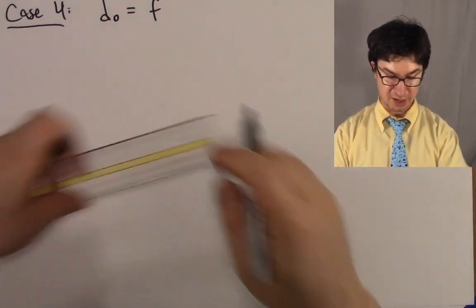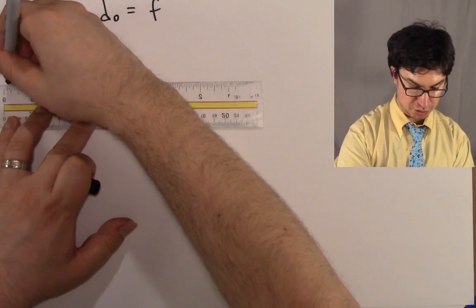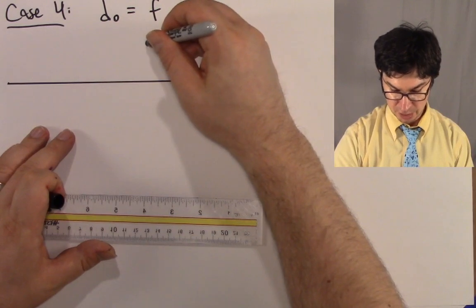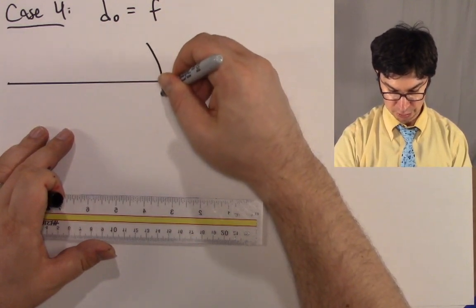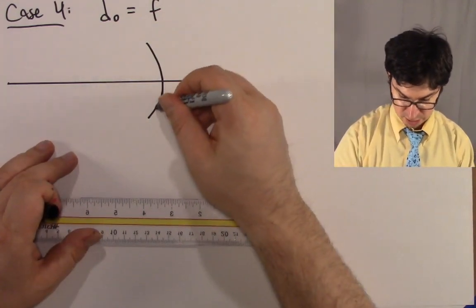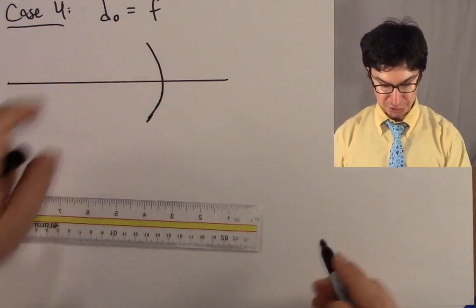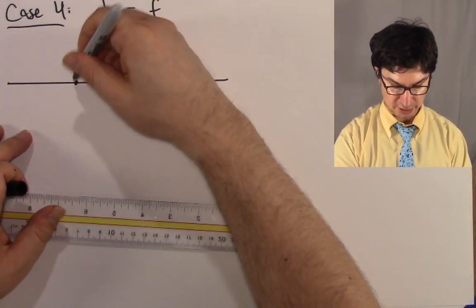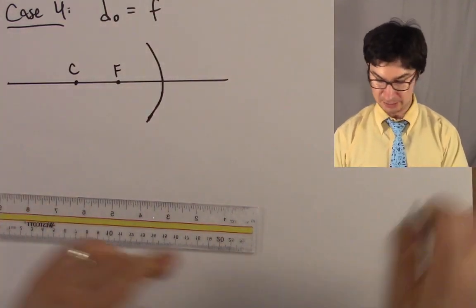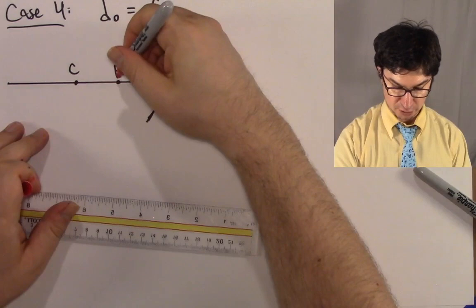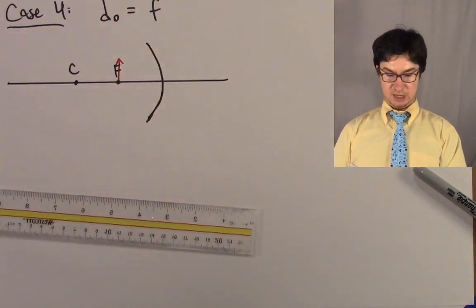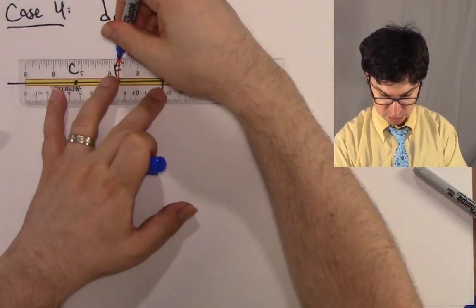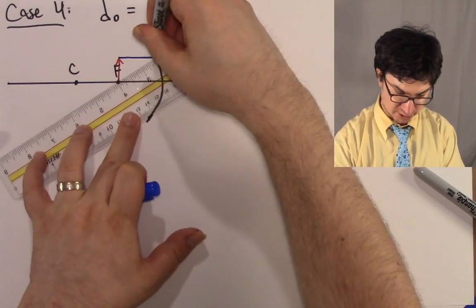So let's use our straight edge or our ruler to draw the principal axis. I'll try to draw a better spherical mirror this time. Here we go. That's okay. Something like that. Okay. So let's draw our focal point, capital F. We'll draw our center of curvature, capital C. And we're going to go ahead and put this object precisely at the focal point. Okay. Now a P ray is going to aim parallel and reflect through the focus like this.